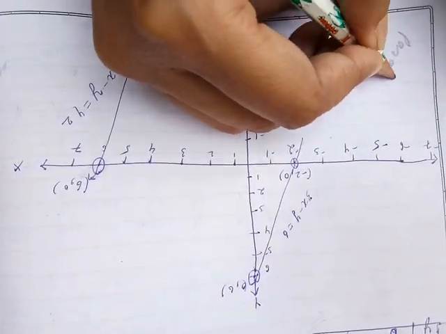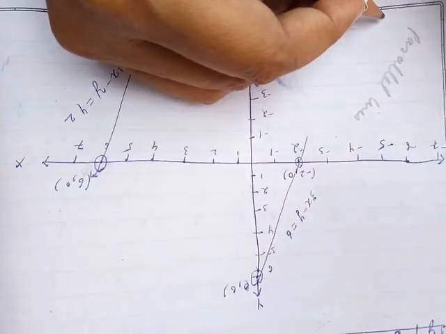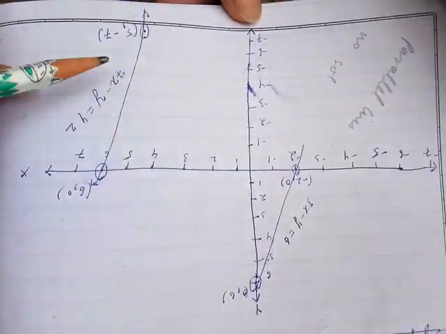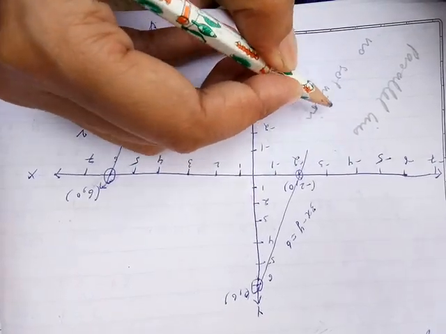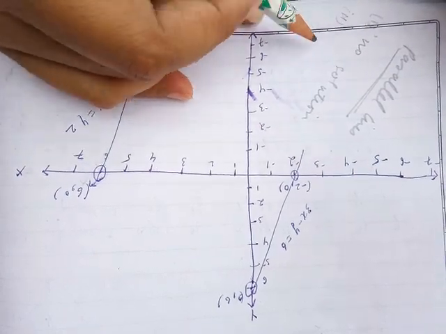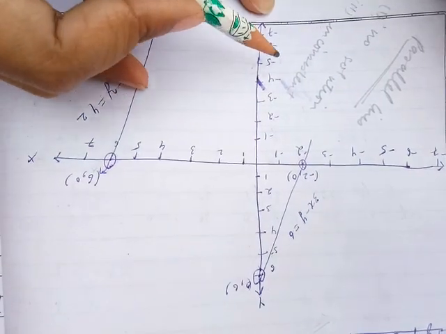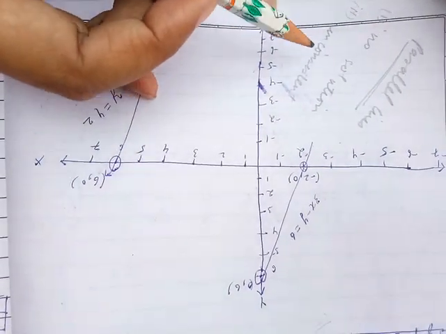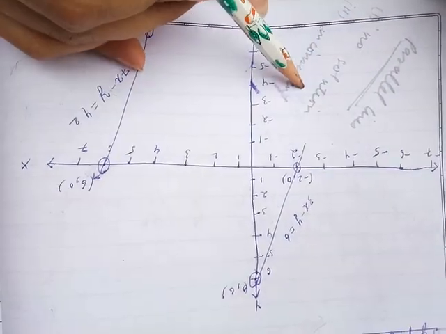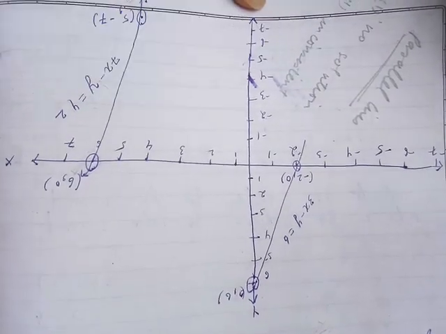If lines are parallel and I ask you to find the solution of these two lines, the solution will be no solution, because no point is common. This you have to learn: if lines are parallel, then no solution, and the pair of equations is inconsistent. So if intersecting lines, then a unique solution and the pair of equations is consistent. If parallel lines, then no solution because no common point, and an inconsistent pair of equations.